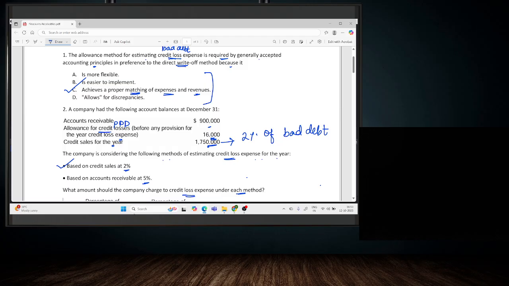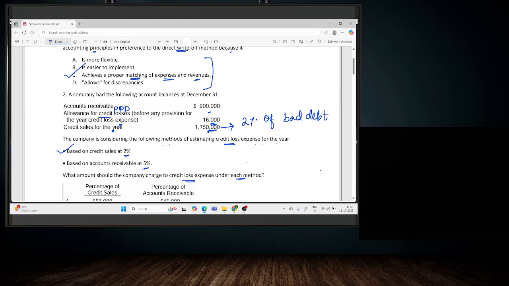So the journal entry will be: what do we have to debit? We debit bad debt expense, which will go to P&L. Bad debt expense account debit 35,000. And what do we have to credit? We credit provision for doubtful debts, 35,000.